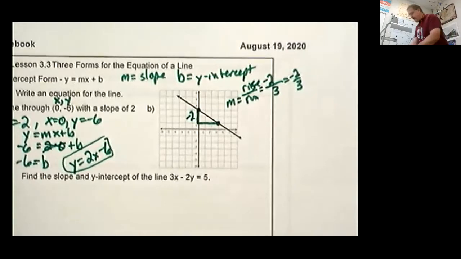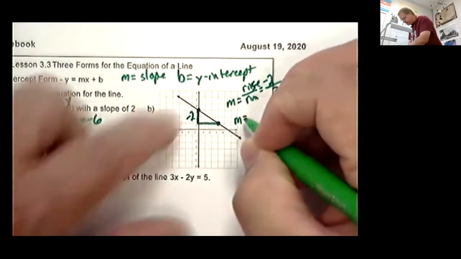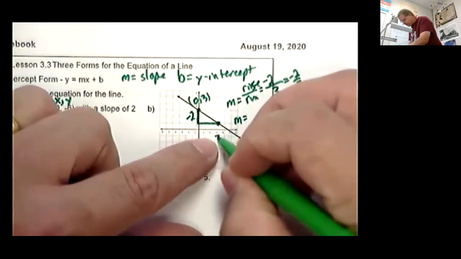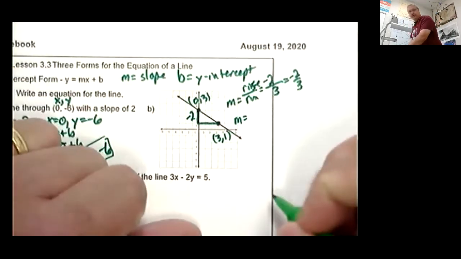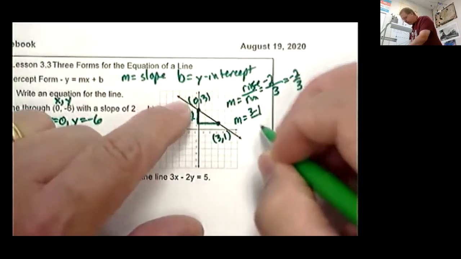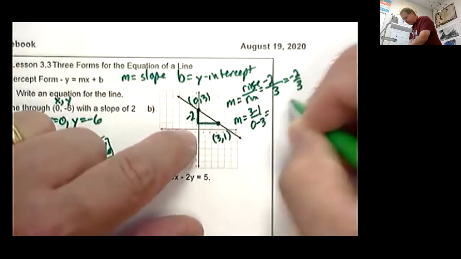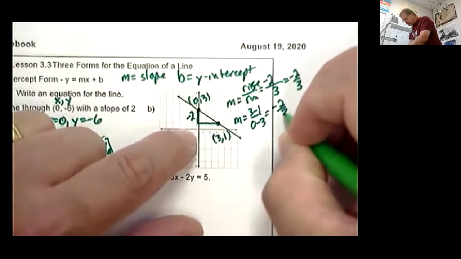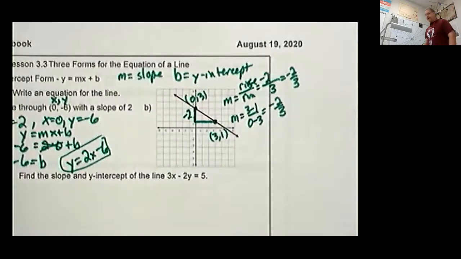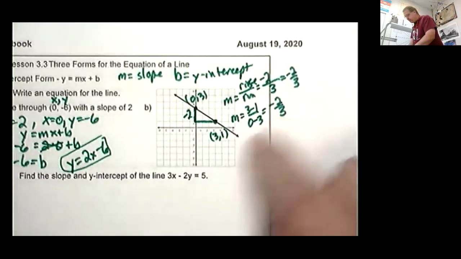How else could I do that? Well, I can also do that by plugging in points. This point is 0, 3. This point is 3, 1. So using our slope formula, subtract the y's. That would be 3 minus 1 over 0 minus 3. What does that give me? Well, that also gives me -2/3. So there's our 2 methods for finding slope. You can use either one, whichever one makes more sense to you, or whichever one the problem calls for. So there's our slope.